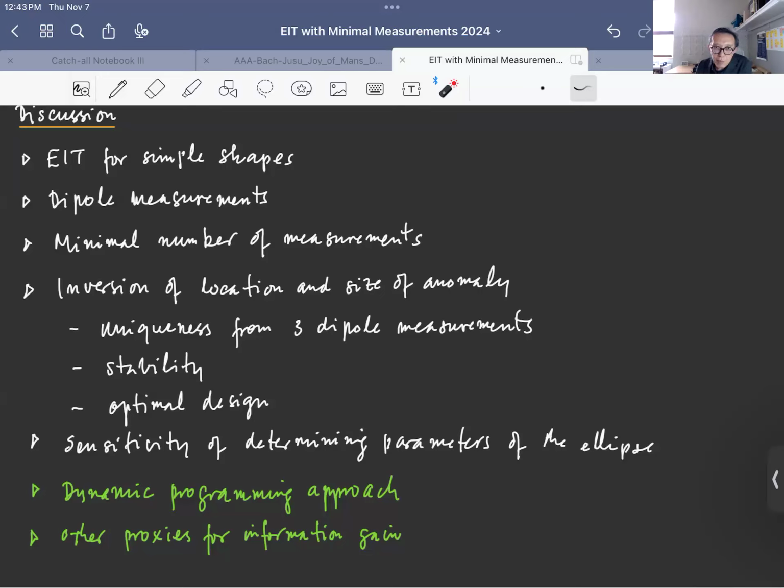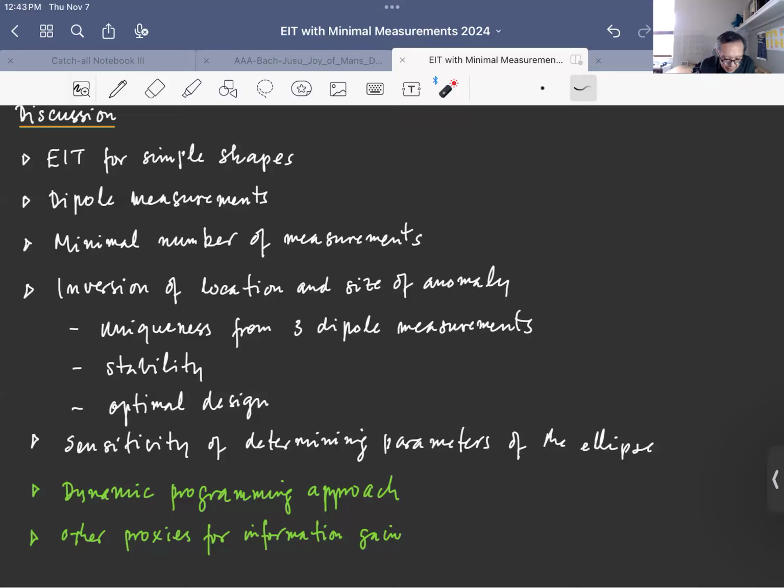resistance from a pair of electrodes that you place on the boundary of the object that you're probing. And we are very interested in the question of minimal number of measurements. If your unknown has a few parameters, can you determine this with as few? What is the least number of measurements you need to determine that unknown? We show an example, which is to determine the location and the size of an anomaly. We can uniquely determine this from 3 dipole measurements.